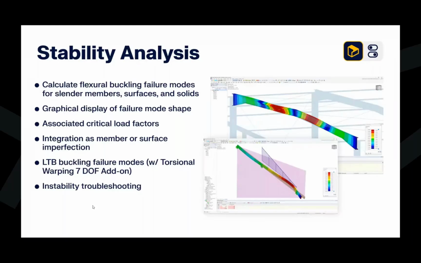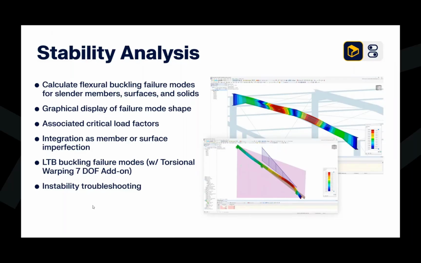For example, member or surface imperfections. I could take my buckling mode shape of a surface element and I could scale it. And I could actually deform the FE mesh of that surface element before I carry out a general static analysis. Or we could import in these critical load factors as effective length factors for our steel design. So a lot of different options there, again, extending to other parts of the program.